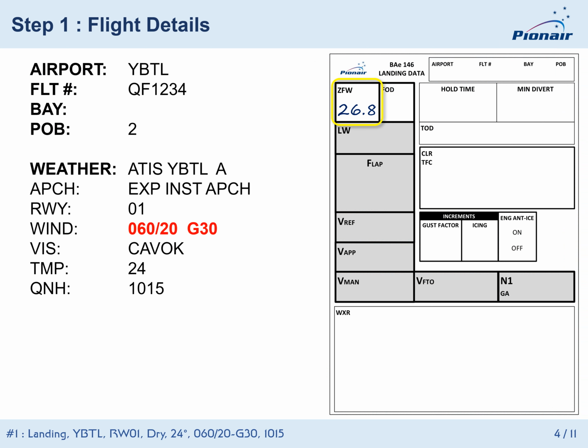So our landing card already has zero fuel weight on it from the load and trim sheet when we prepared the takeoff card. If not, we grab this from the LTS just to make sure it's correct. We can start the card by completing the identifying strip across the top, including the bay if we had one. Finally, let's stick the ATIS in the weather box as well.